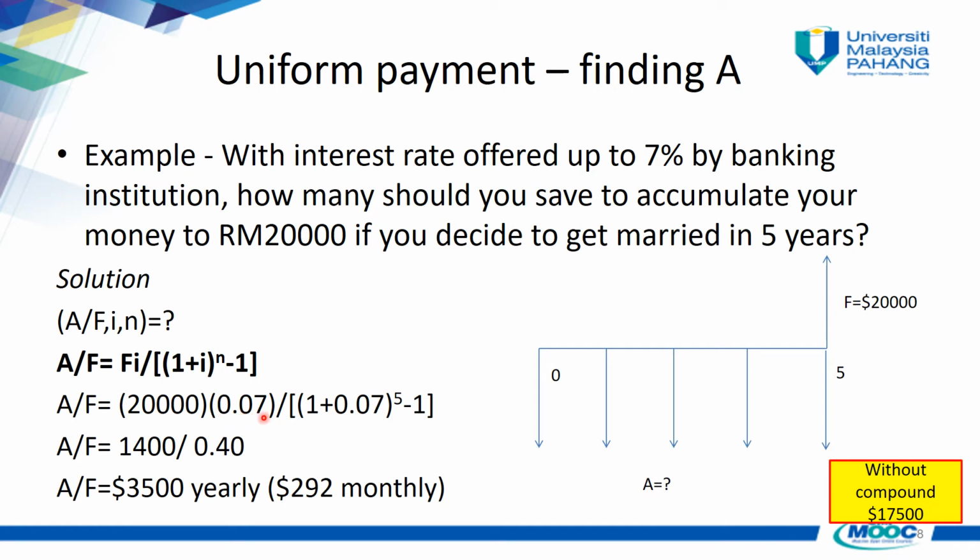Multiply by the 0.07 interest rate, divide by 1 plus 0.07 to the power of n, 5 years, minus 1. We'll see that our A is 3,500 ringgit yearly, equivalent to 292 ringgit monthly that we need to save. So without compounding, instead of 20,000, we would have only around 17,500 ringgit.